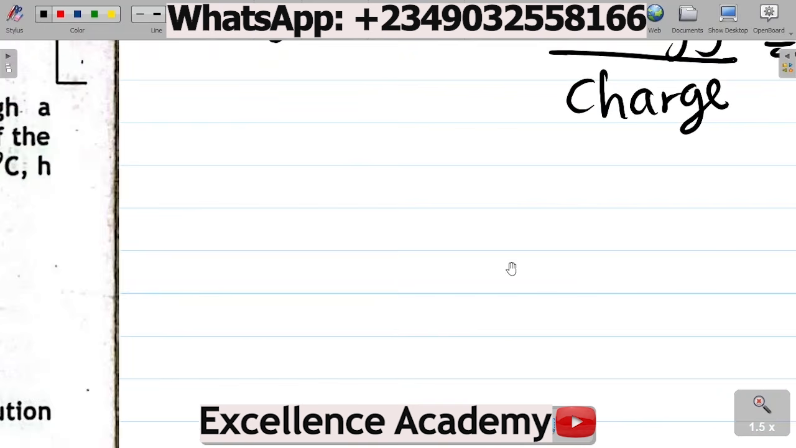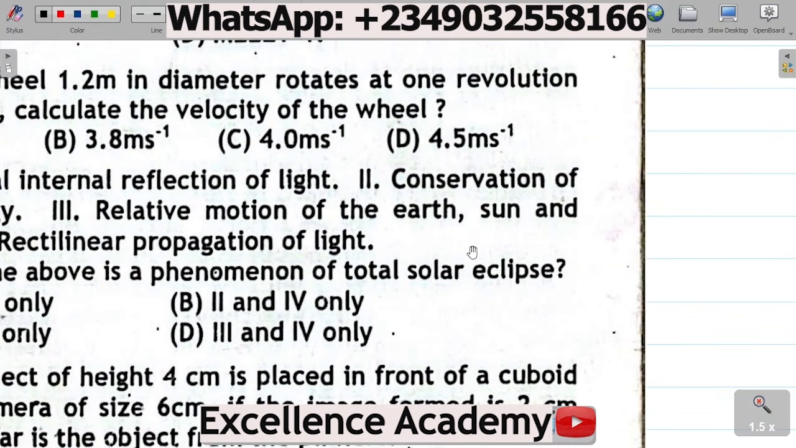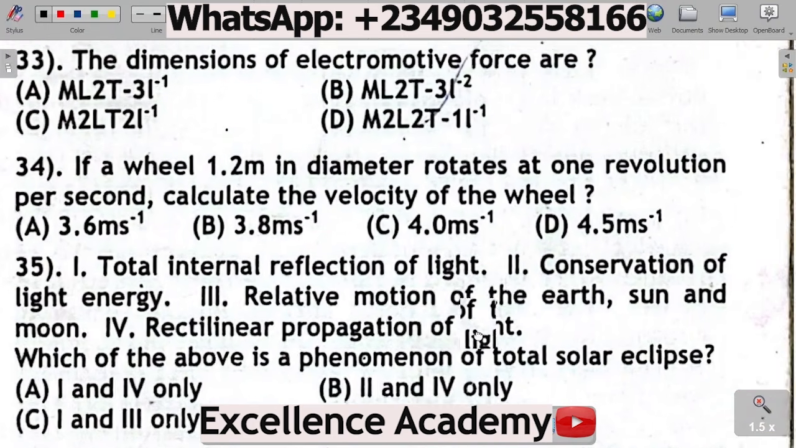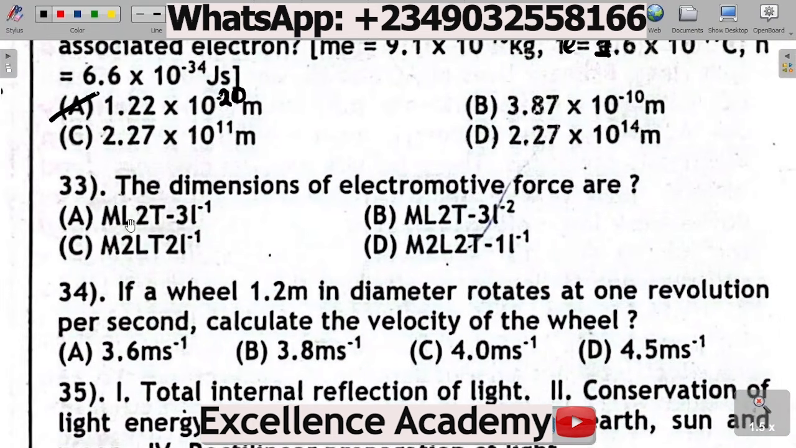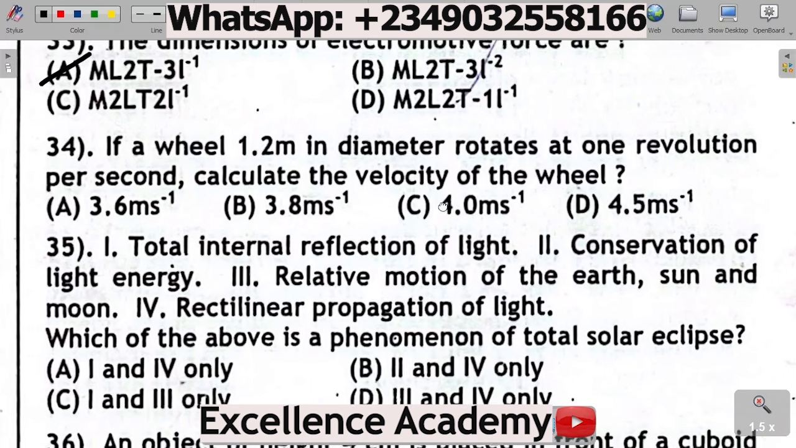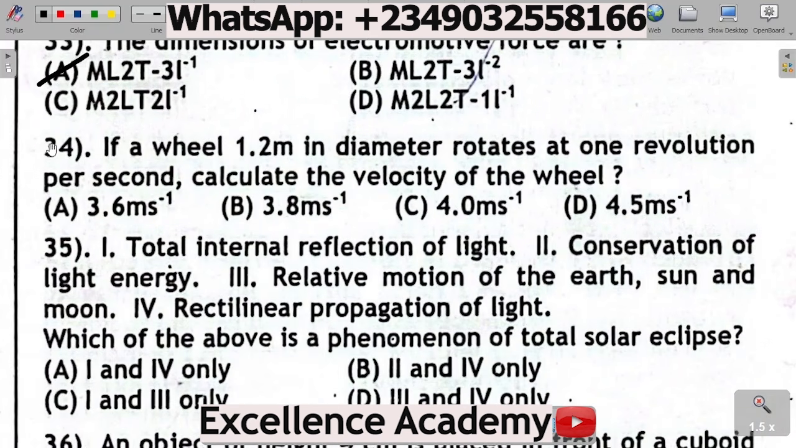Let's see which option has this. Question 33: ML squared T to the power minus 3, I to the power minus 1. The correct answer there is option A. So option A is the correct answer. Next up, let's look at question 34.